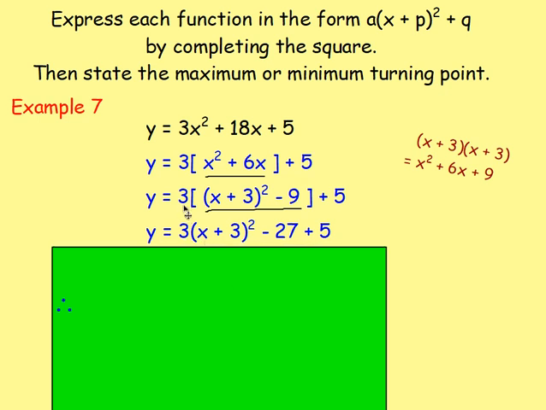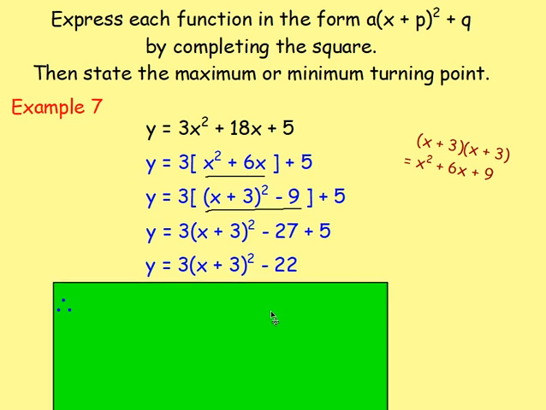So multiplying it out, you've got 3 times the x plus 3 all squared. You've got 3 times negative 9, which becomes negative 27. That gets rid of your square brackets, and then we've got this plus 5 in the end. From there, simplify it. You've got negative 27 add 5, which is negative 22.